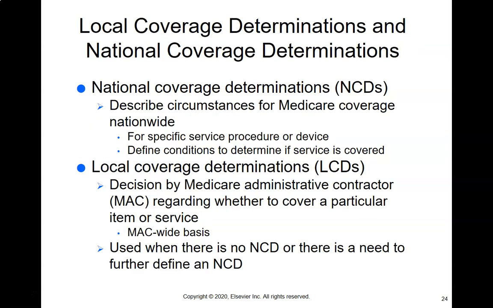Local coverage determinations and national coverage determinations. Contractors review claims on either a prepayment or post-payment basis, regardless of whether an NCD coverage provision in an interpretive manual or an LCD exists for that item or service. The National Coverage Determinations, the NCDs, describe circumstances for Medicare coverage nationwide for a specific service, procedure, or device, and define conditions to determine if the service is covered. The Local Coverage Determinations, the LCDs, are decisions by a Medicare Administrative Contractor, MAC, regarding whether to cover a particular item or service on a MAC-wide basis. It's used when there is no NCD or there is a need to further define an NCD.